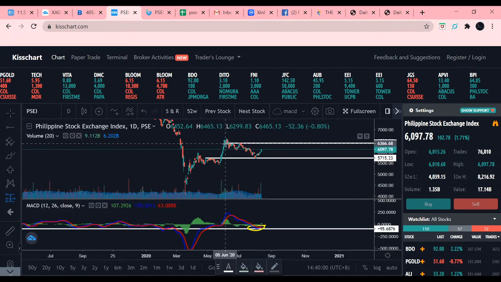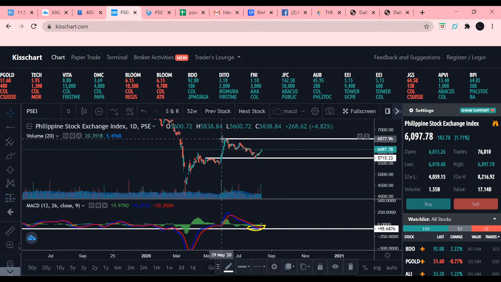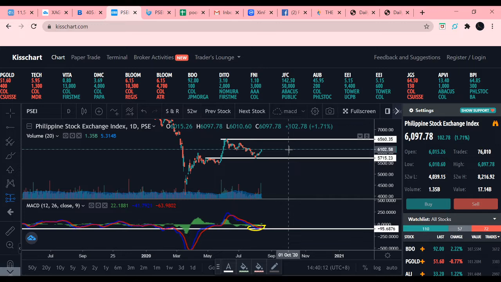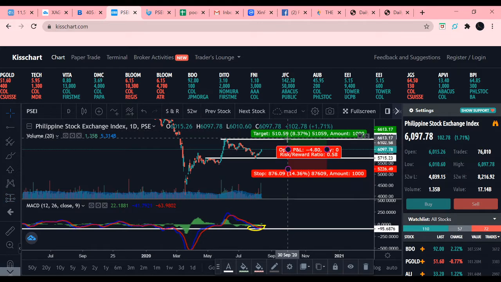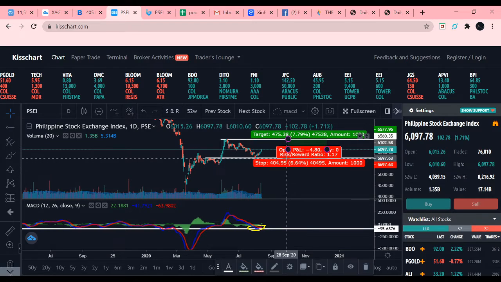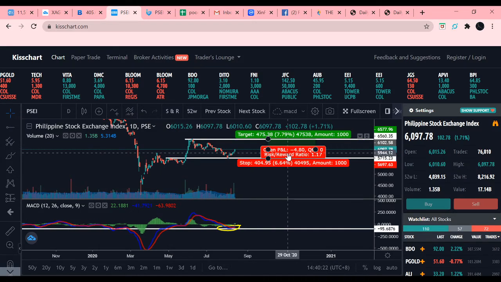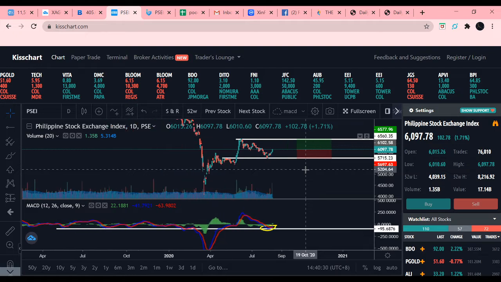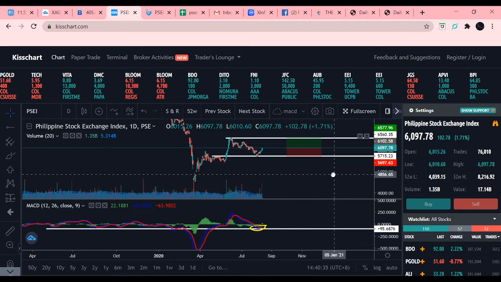But I think ma-break naman niya yan. So I think that's a better target or resistance over the medium term. So yun, check natin. Risk reward is 1.17. Of course, on that rate, hindi ko siya papasukin. Di ako maglo-long or mag-short, no trade zone for the PSE.